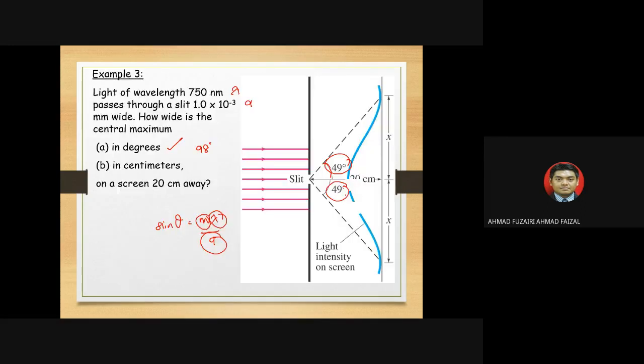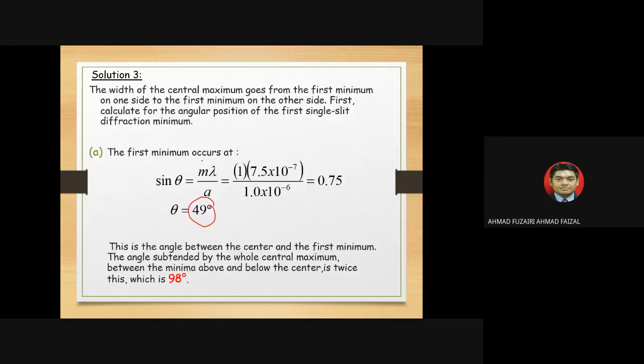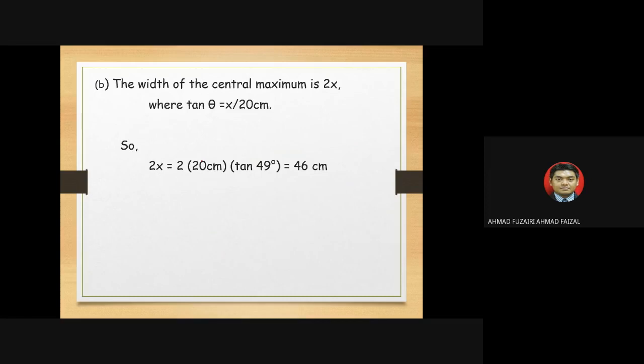But for both angles, we need to calculate both, because the slit has an x on one side and another x at the other side, which together give the width of the central maximum. For interference, there is no central maximum; we calculate directly from m equals 0 only. But right now we need to calculate in terms of degrees and also in terms of centimeters. So this is where you calculate in terms of centimeters.